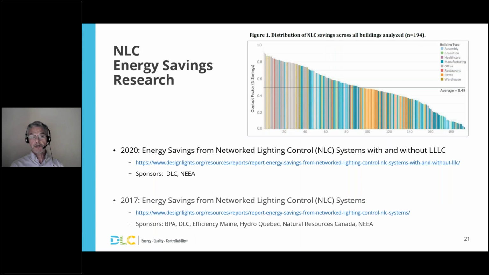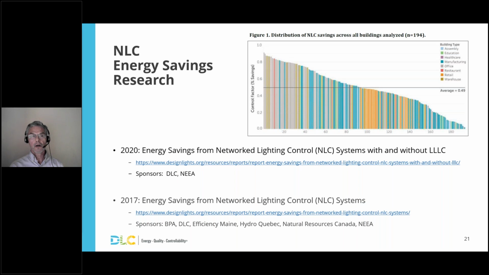Back in 2017, we commissioned research to collect energy reports from more than 100 buildings with network lighting controls. The results provided data that several efficiency programs have used to set incentive levels and to forecast energy savings from NLC systems. In 2020, we expanded the study to nearly 200 buildings. Both of these studies showed that across this group of commercial buildings, an NLC system saves nearly half of the lighting energy on average, but the exact performance varies widely from one building to the next.